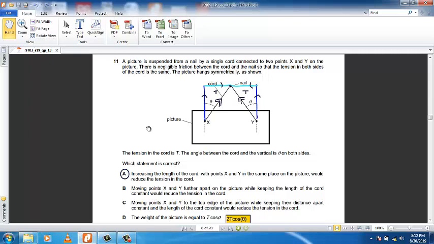Okay, so you can say it like this: you have a small string and you have a bigger string. A bigger string has more potential to bear tension. A smaller string would have less potential to bear tension. So if you increase the length of the string, you can increase the bearing capacity and decrease the tension in the cord.